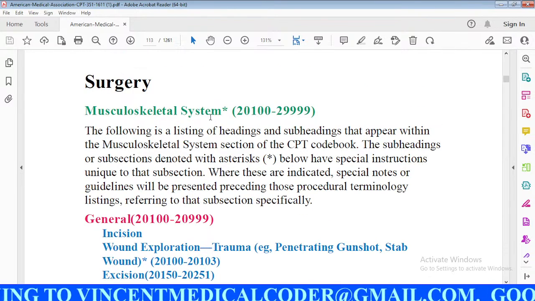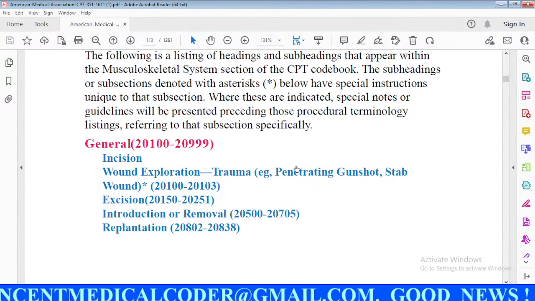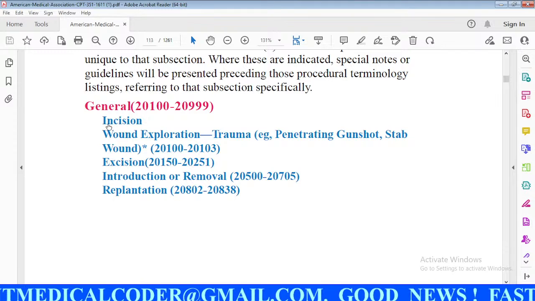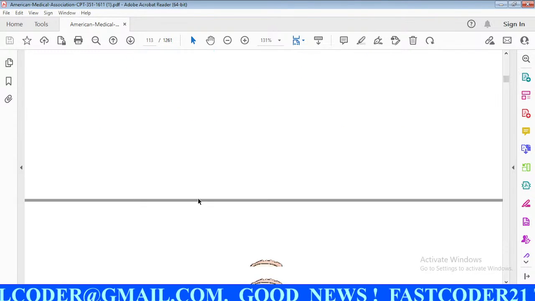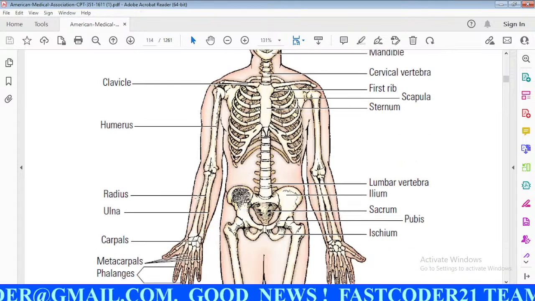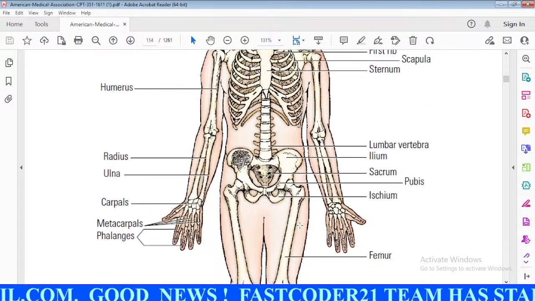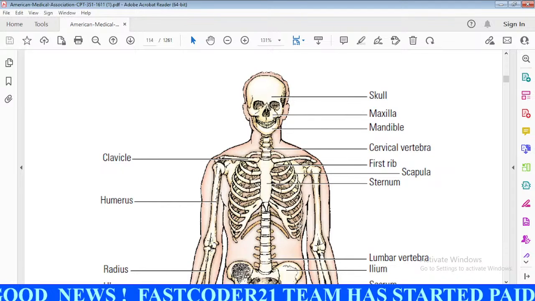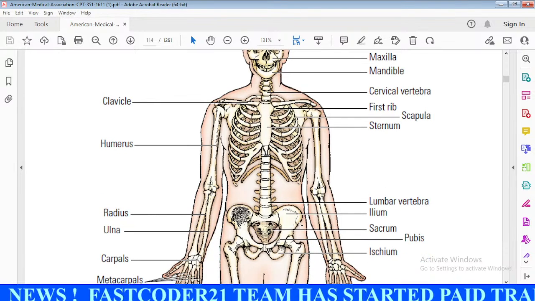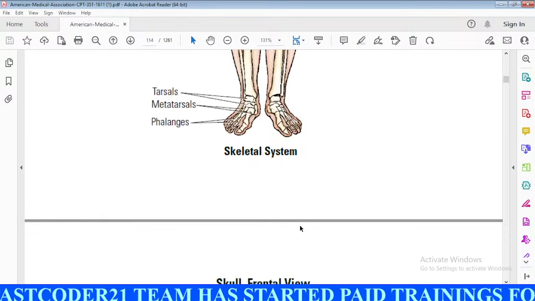See here, it starts with 20,100 to 29,999. We have general, which means these procedures will be performed on all body parts. Here we have anatomy images. These are very important in order to code properly. While coding also, if you don't know, just check your CPT book and try to remember these anatomy parts. This is very important.